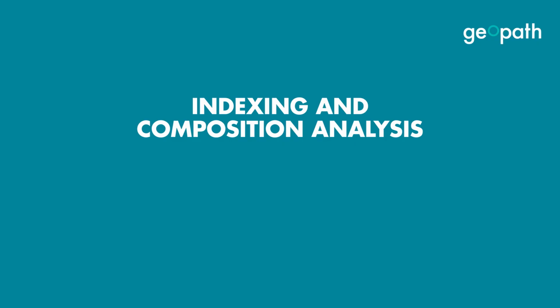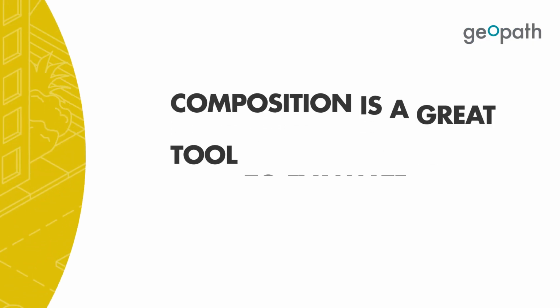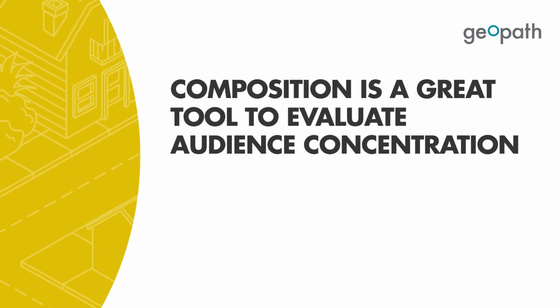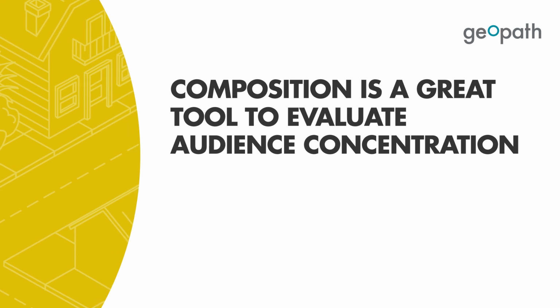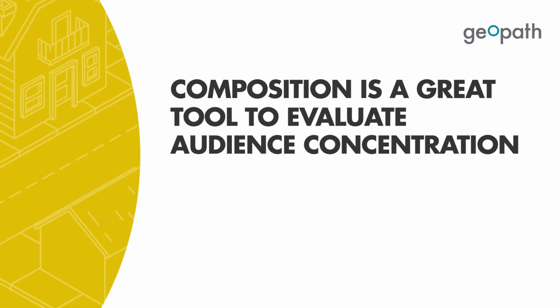This conversation is focused on indexing, which measures the concentration of a specific target audience compared to the concentration of that target in the total population. Remember that percent composition expresses the percent of a unit's impressions that are made up of a particular audience. This is a great tool to show how targeted a campaign or location is.